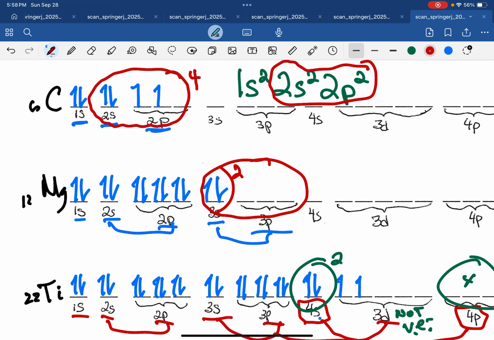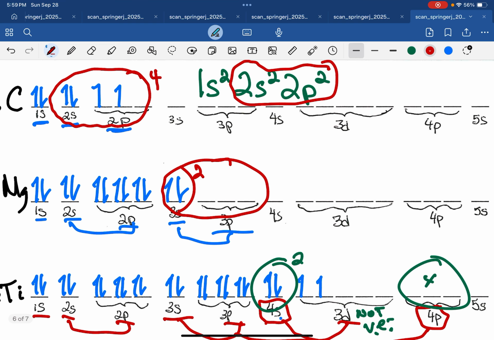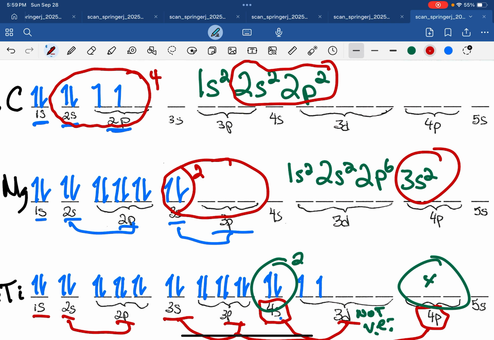Seems reasonable. Okay. On this next one, the magnesium, I've got 1s2, 2s2, 2p6, 3s2. Valence electrons, 3s2.